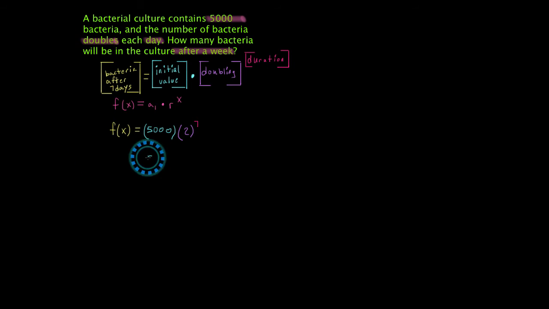So now you have 5,000 times 2 to the 7th. 2 to the 7th is 128. So times 128. And 5,000 times 128 is our next step. Well, f of x, that's the bacteria culture after 7 days, is equal to 5,000 times 128. So it's equal to 640,000.